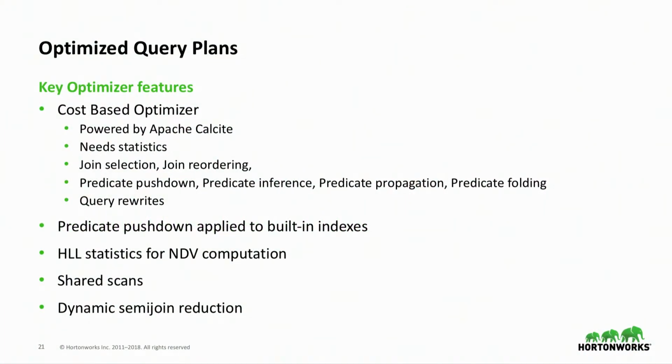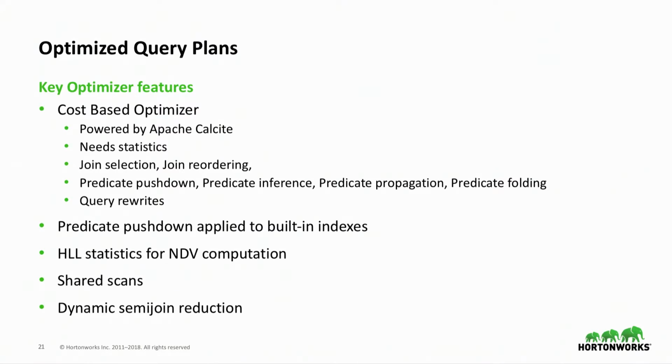So Hive comes with a very comprehensive cost-based optimizer. It is powered by Apache Calcite. It needs statistics. The statistics are gathered generally on insert if auto-gather is on, but those are table statistics. You should collect column statistics. If they are missing, you will see in your explain plan a keyword, none, which indicates that the column stats are missing.